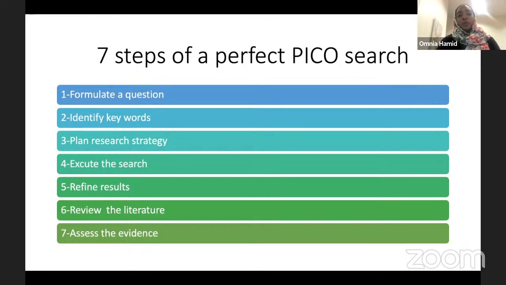If we want the topics that contain both NG tube and PEG tube at the same time, we put nasogastric tube, capital AND, after it we put PEG tube. If we want the topics that have NG or PEG tube, we put nasogastric tube, capital OR, then we put PEG tube. This will give you the whole data available at PubMed, and then you start checking what studies suit your PICO question and excluding the others. After that, we refine the results. Then we check the level of evidence.